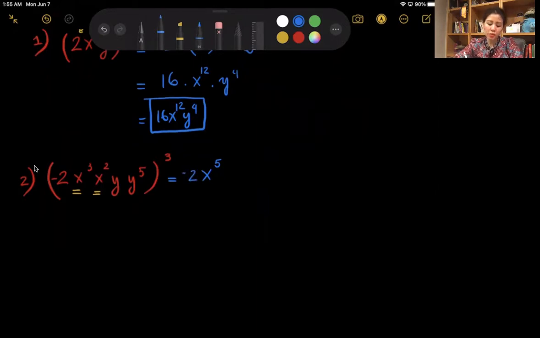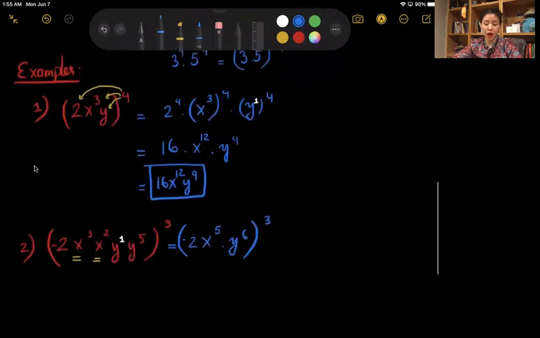What about y times y to the 5th? Same rules, right? This is considered y to the 1st, times y to the 5th. 1 plus 5 is 6, so y to the 6th. And then all of that to the 3rd power. Okay. Now we distribute the power, right?